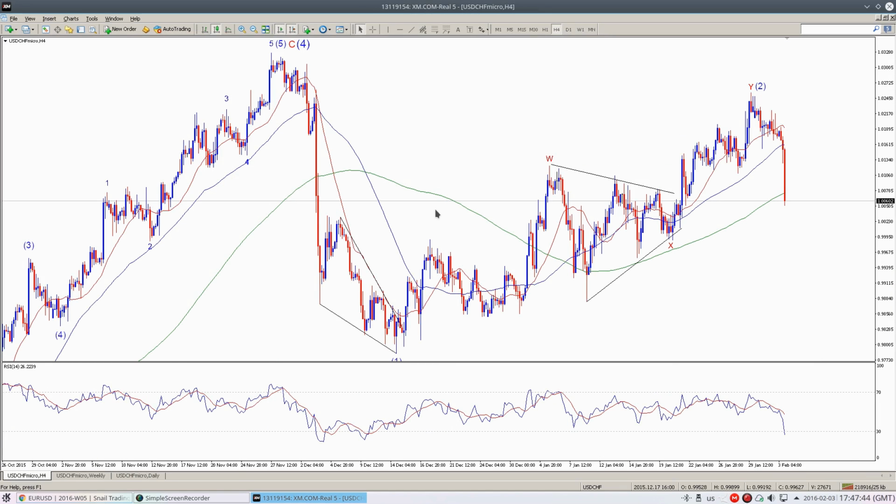Looking at the 4-hour chart, we see how I count this now as 1, 2, and an ending diagonal here for wave 1, and then W, X, and Y. And the main reason is the break here, this big candle here that is breaking below the SMAs, and the momentum is getting very bearish. Also, everything looks like prices will move below this level, and that would be a confirmation of a continuation of the downtrend.